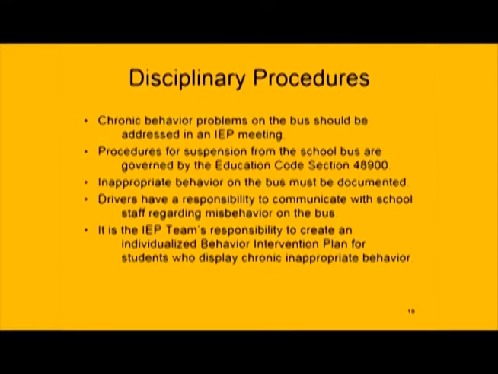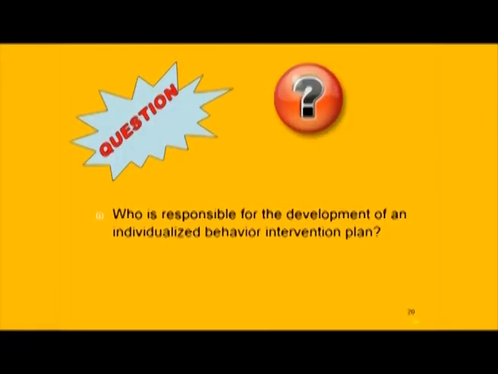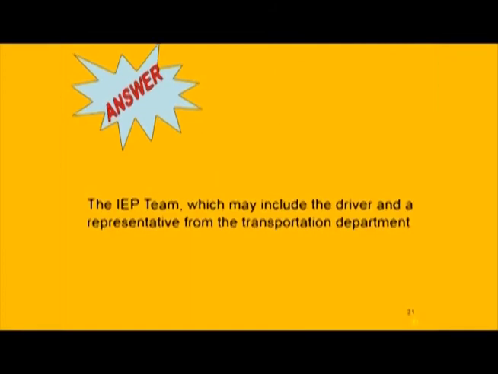Inappropriate behavior on the bus must be documented. Drivers have a responsibility to communicate with school staff regarding misbehavior on the bus. Since the bus is considered an extension of the classroom, there should be ongoing instruction regarding bus expectations. It is the IEP team's responsibility to create an individualized behavior intervention plan for students who display chronic inappropriate behavior. Okay, question. Who is responsible for the development of an individualized behavior intervention plan? The answer is the IEP team, which may include the driver and a representative from the transportation department.